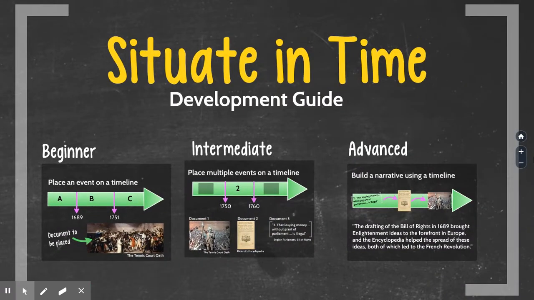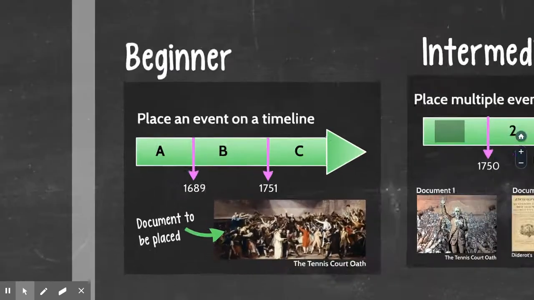So we go straight to a development guide for the situate in time. We broke it up in two. We'll look at situate in space a little later, but right now let's look at situate in time. If you look at the development guide, you'll notice that we're dealing with the French Revolution as a case study, and I've broken it up into three different versions or levels of difficulty of this kind of situate in time question. So let's start at the beginning.